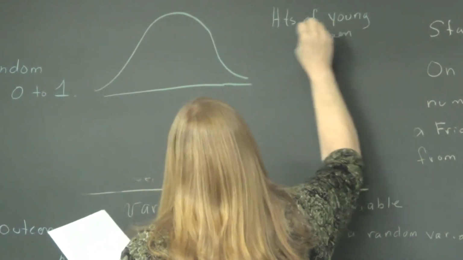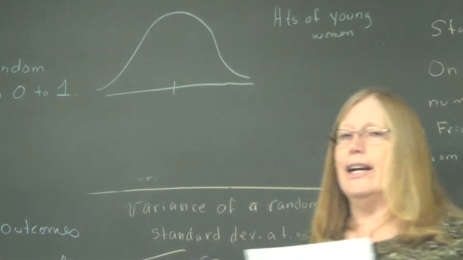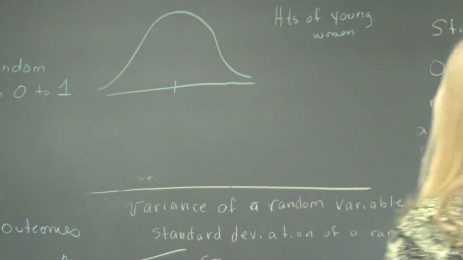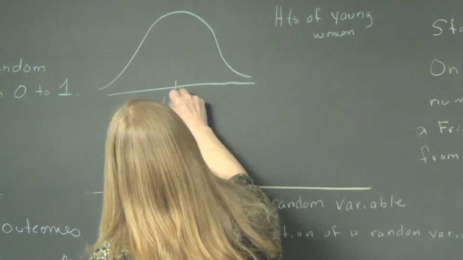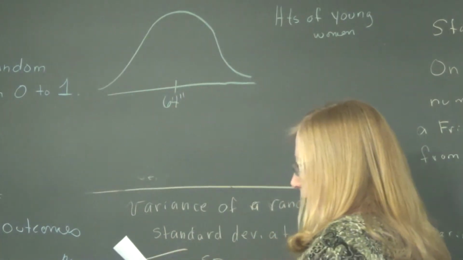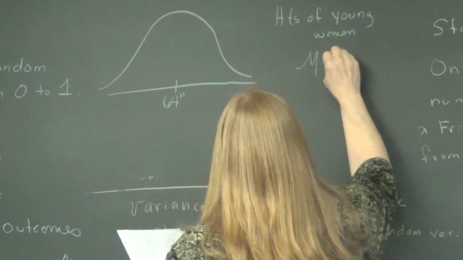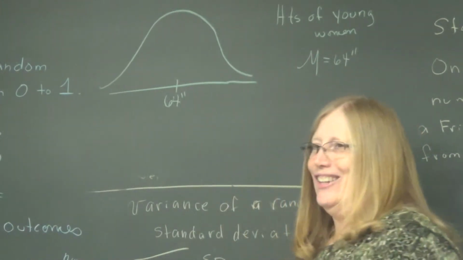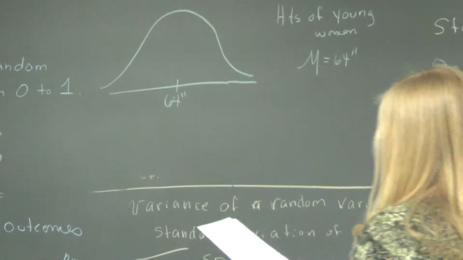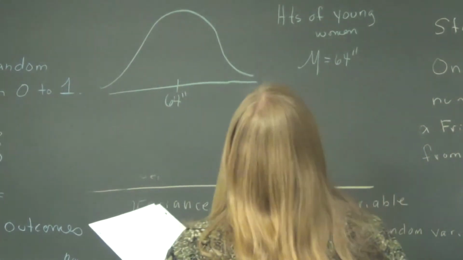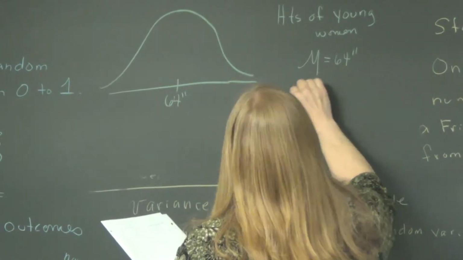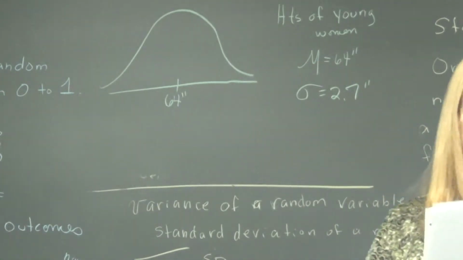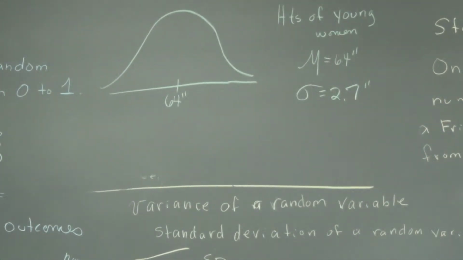They have a mean. Guess what the mean of the heights of young women is? 5'5". Almost, 64 inches, which is 5'4". You were close. So the mean is 64. How do we clarify what a young woman is? 18 to 29. I don't know, they didn't say, so a little vague there. And you remember, the standard deviation is 2.7 inches.